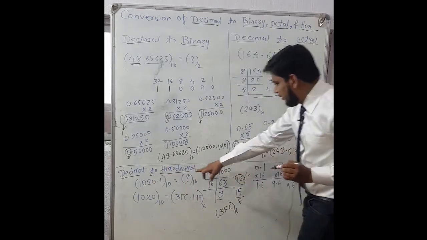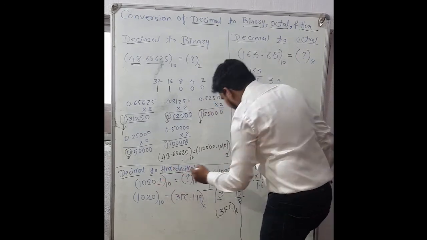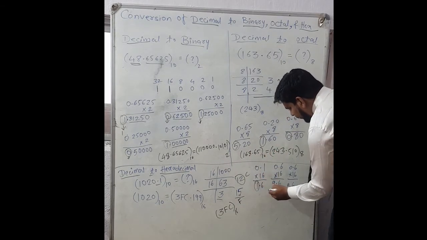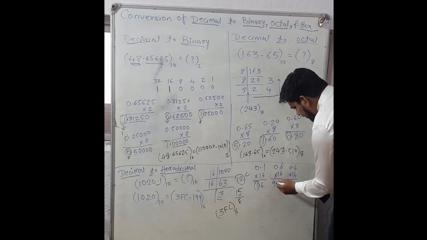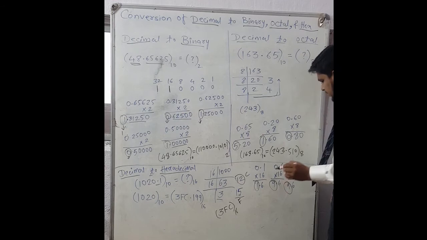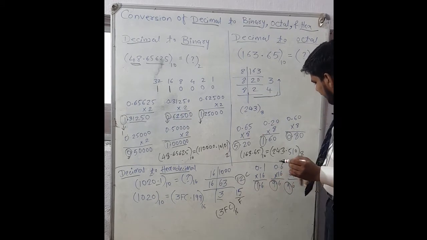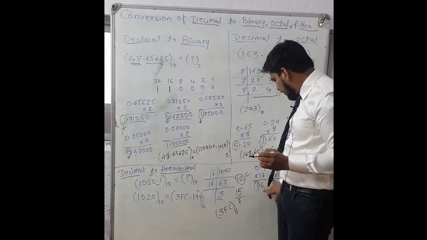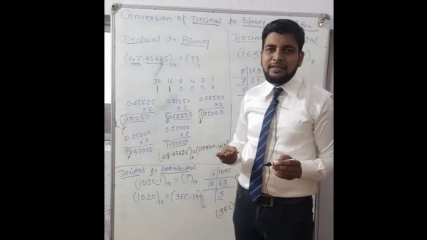Second is the fractional part, which is 0.1. This 0.1 multiplied by 16 is 1.6. 0.6 multiplied by 16 is 9.6. Again we are repeating the same stage, 9.6. So round it off, 0.199, taking accuracy up to 3 digits.